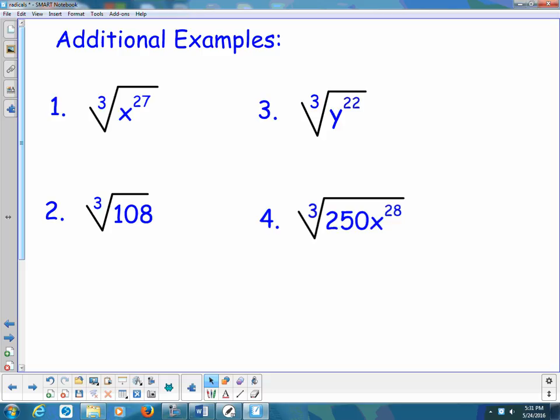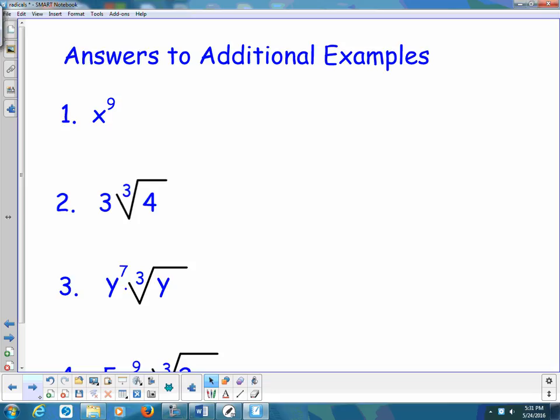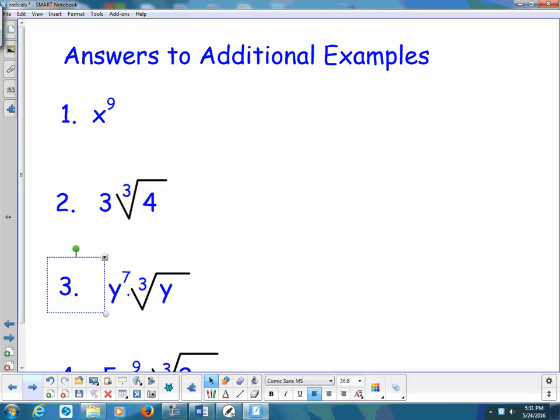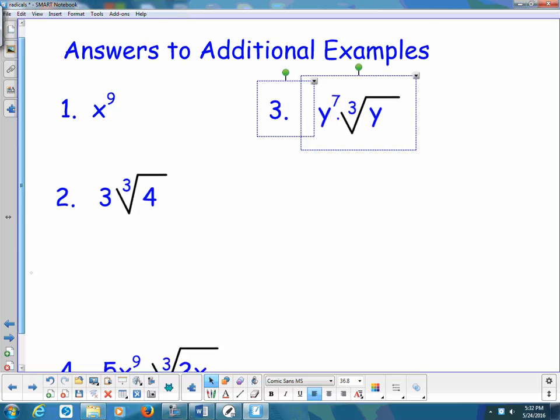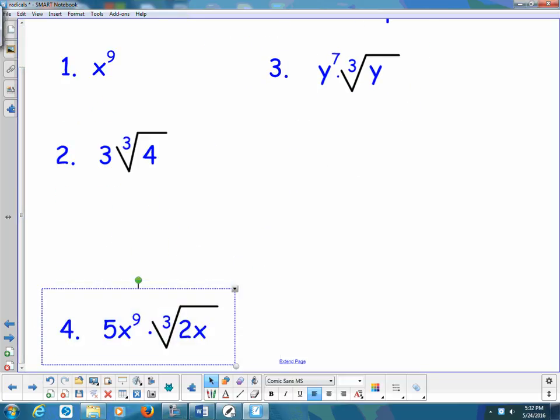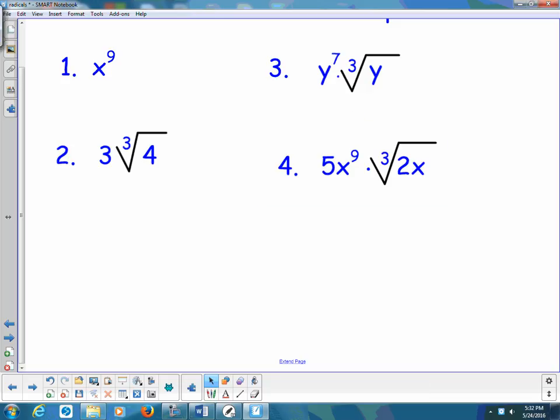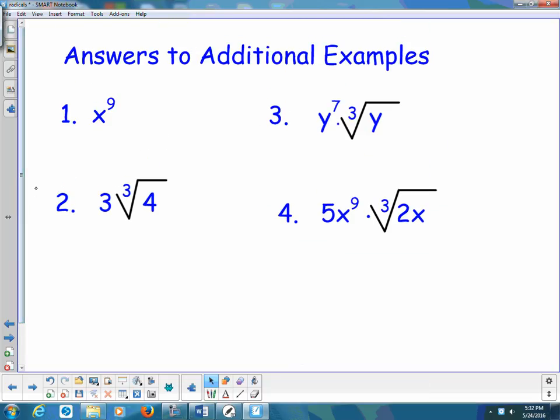Did you pause the video? Okay, here are your solutions for these 4 problems. They should be, let's see if I can get all these on the same screen here. 3, here's number 4. All right, so hopefully you got these answers. If not, please look back at some of the previous examples to see how to do these.